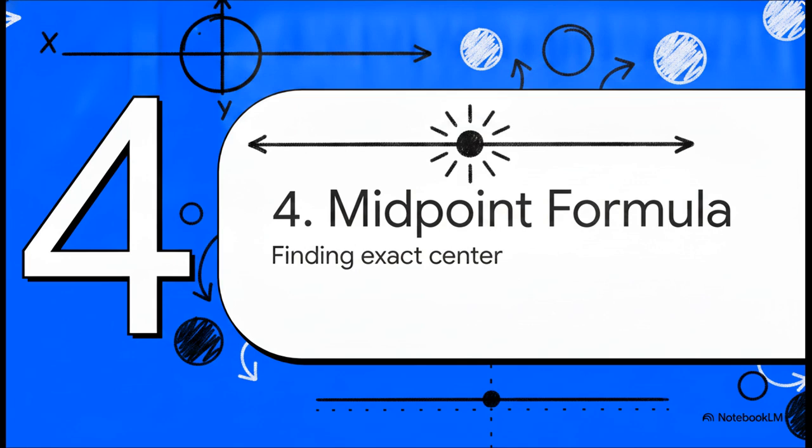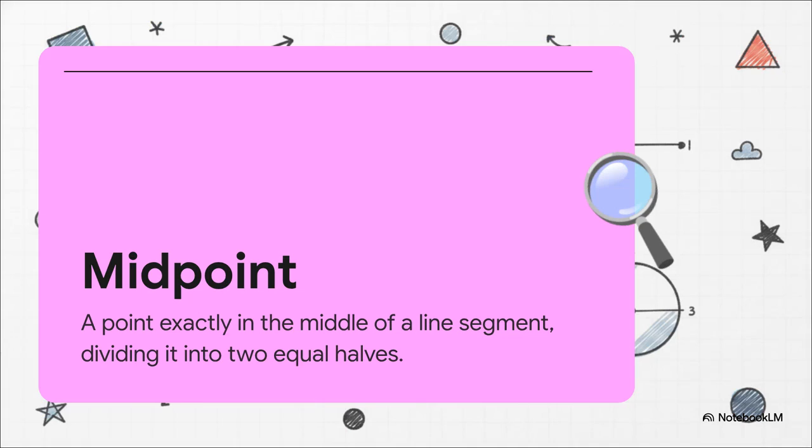All right, let's jump to section 4, the midpoint formula, finding the exact center. The definition of a midpoint is exactly what it sounds like. It's the point exactly in the middle of a line segment, dividing it into two perfectly equal halves. And the formula? Elegantly simple. You literally just find the average: add the two x coordinates together and divide by 2. Then add the two y coordinates together and divide by 2. That's the whole shebang. You're just finding the middle ground.